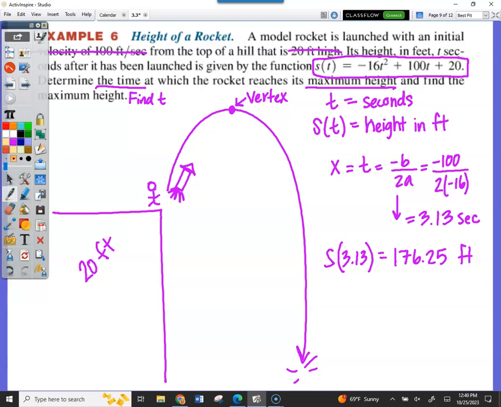Okay, so now how do you actually write it out? You would say that the rocket has a max height of 176.25 feet at 3.13 seconds. That's the well-rounded way to wrap up your word problem. Really not that bad, and they are the same thing every time, but it might not be a rocket, it might be a rock, or a ball, or a projectile.